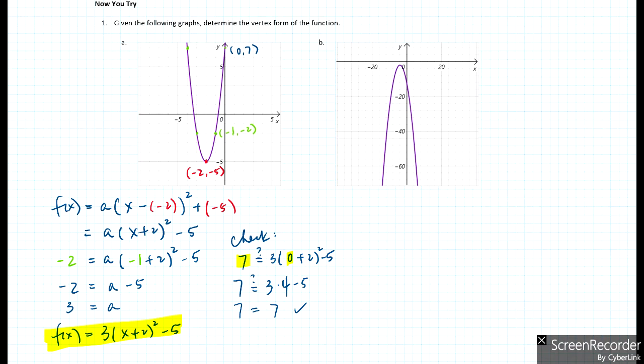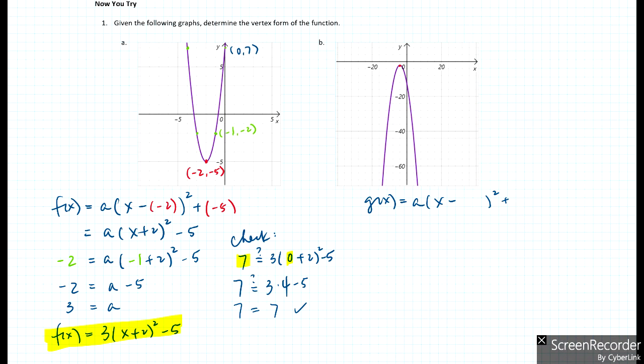Now with this information, we can move on to part B. In part B, we have a similar scenario. We can start off by calling this g of x, and we don't know what the leading coefficient is yet, and we want to find the h and k values from the vertex. If we look at the vertex in this case, the x coordinate is on the grid line, but in the y direction, I think it's exactly halfway between two grid lines.